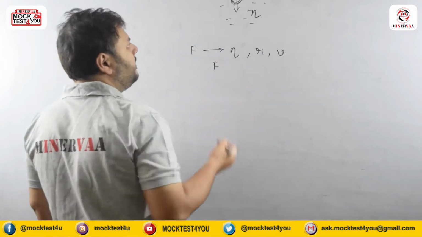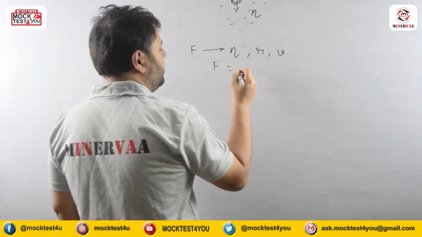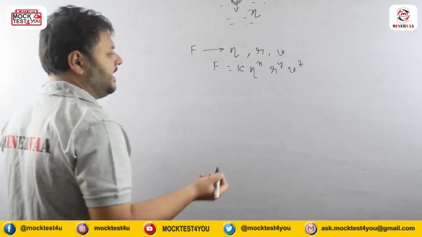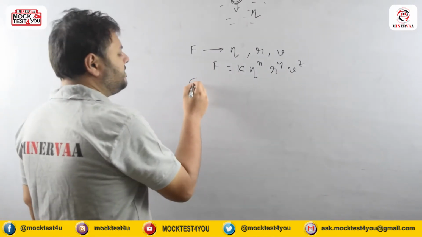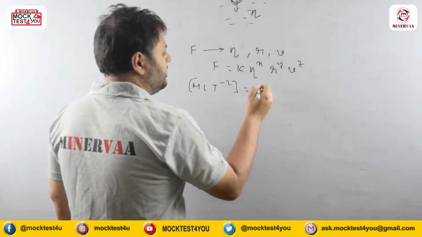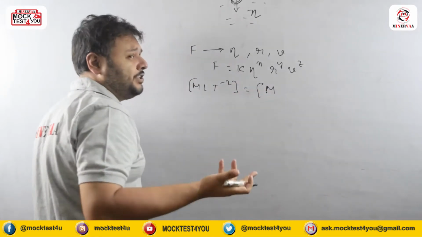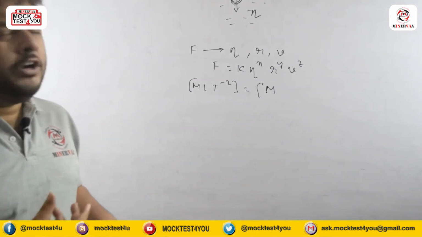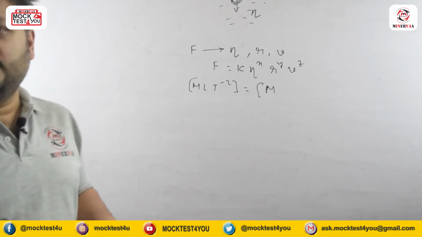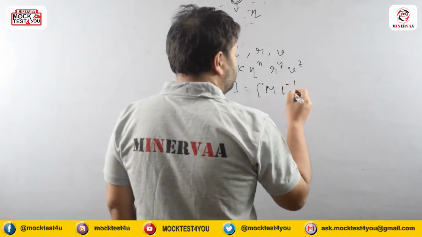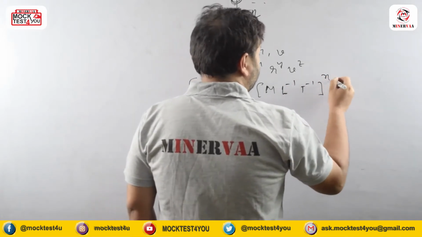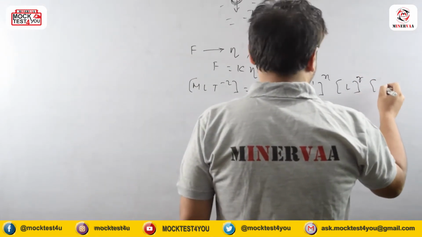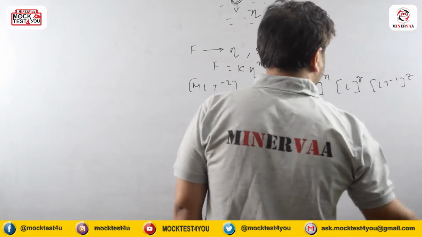If I go through the mathematical correlation, F equals k eta to the power x, r to the power y and v to the power z. So finally, how can we make the equation? The dimension of force is m l t to the power minus 2, equals the dimension of eta. If I had the provision to directly ask you, what is the dimension of eta? It is called the coefficient of viscosity, and its dimension is m l to the power minus 1 t to the power minus 1 whole to the power x. Radius stands for the dimension of length, so it is l to the power y, and velocity is l t to the power minus 1 whole to the power z.